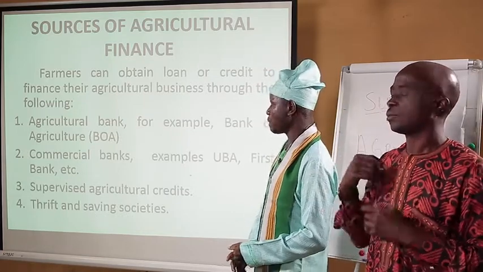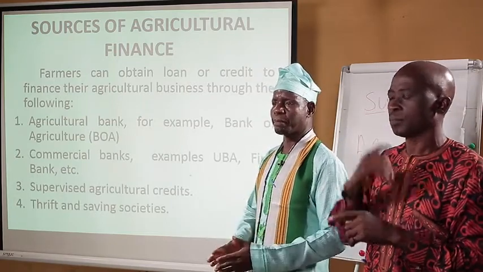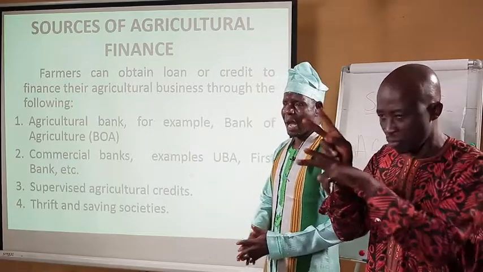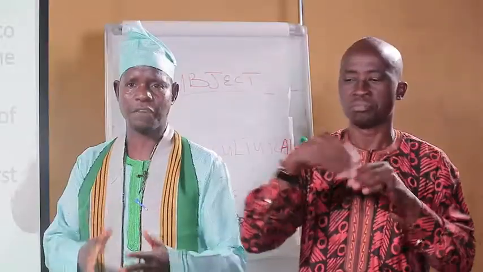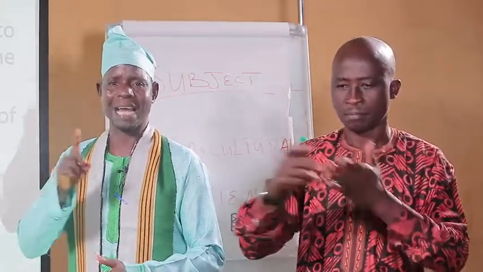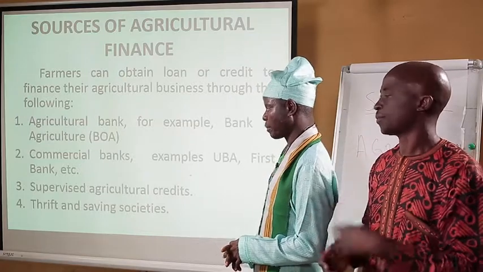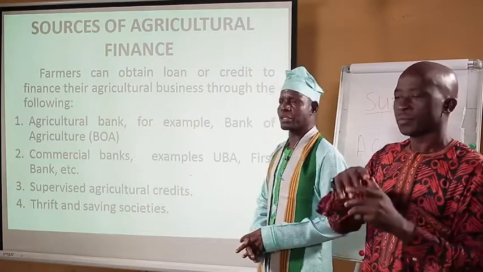We also have supervised agricultural credit. Government will bring money and supervise how this money is disbursed to the farmers and the time it will be refunded, just as I discussed in the types of credit. Then number 4, thrift and saving societies.